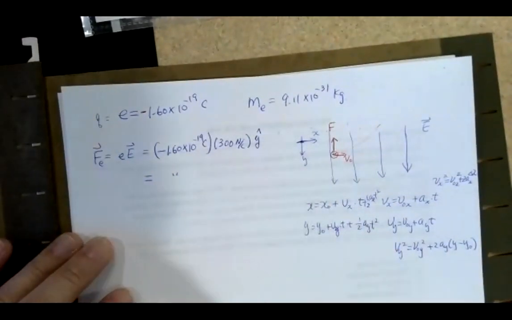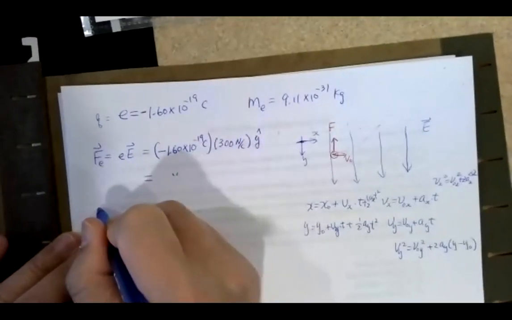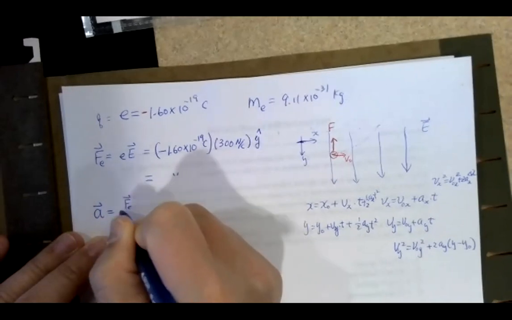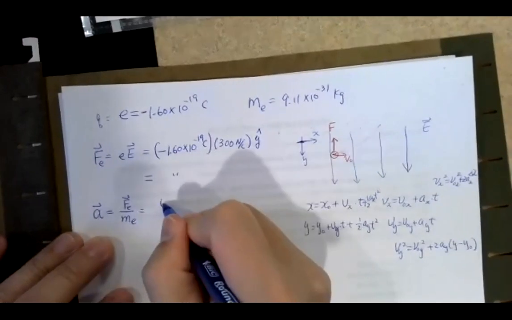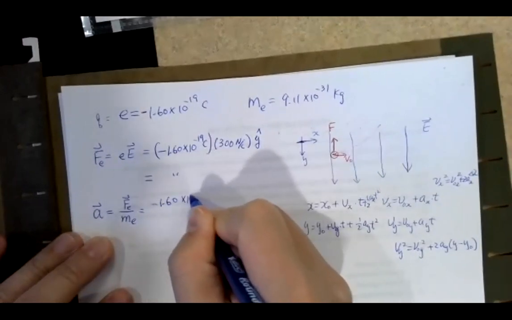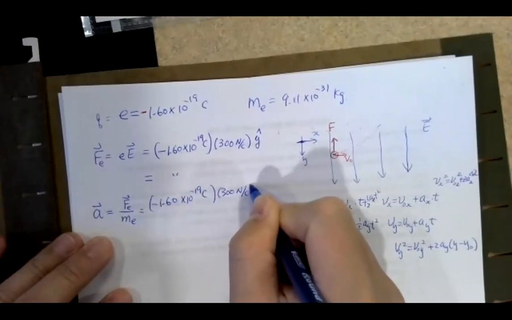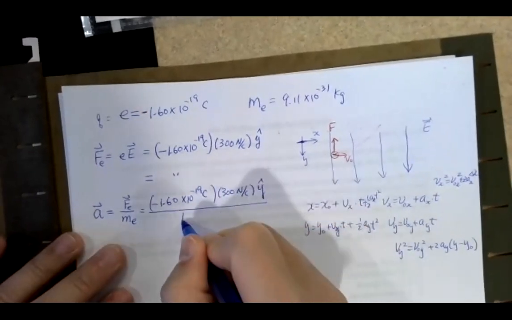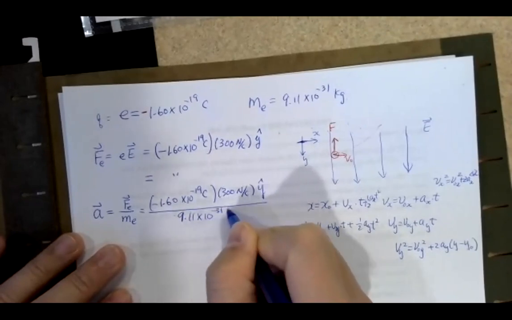So you can calculate this. How much force is that? I didn't calculate the force separately, I calculated A right away. The acceleration should be equal to the force divided by the mass. So I used negative 1.6 times 10 to the negative 19 times 300 newtons per Coulomb in the positive y direction, divided by 9.11 times 10 to the negative 31 kilograms.